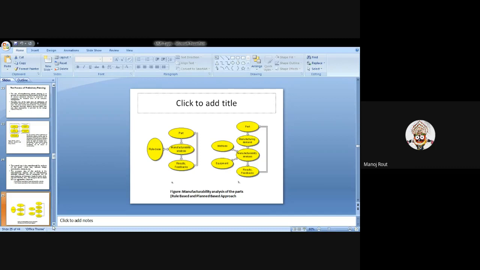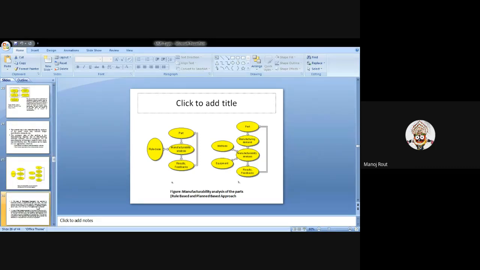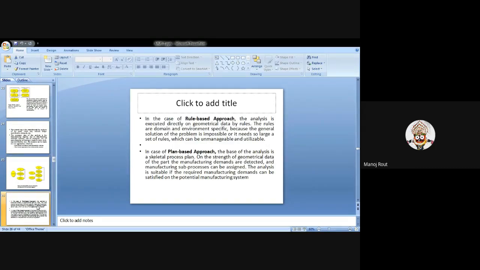So this is the schematic, step-by-step view of manufacturing analysis of parts based upon the rule-based and plan-based approach to manufacturability analysis. In the rule-based approach, the analysis is executed directly on geometrical data by rules. The design department is responsible for providing all the specifications in the form of geometrical data. And the rules are domain and environment specific, because a general solution of the problem is impossible or needs a large set of rules, which can be unmanageable and unusable.